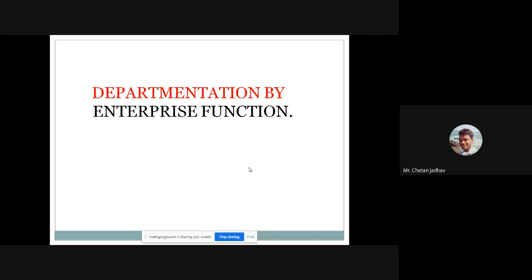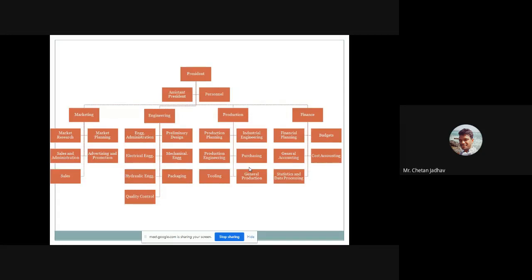So already I have discussed what is meant by enterprise functions. So we will see in detail. Now you can see this is a flow chart. This is the best example of the first enterprise function, departmentation. Now you can take any one example of any organization, any company, any small scale industry.